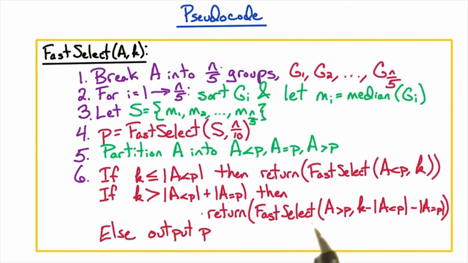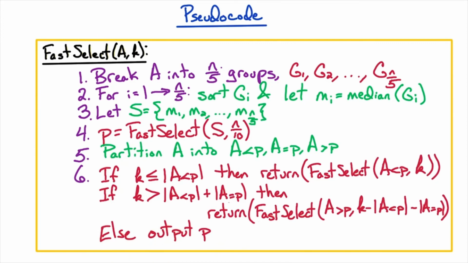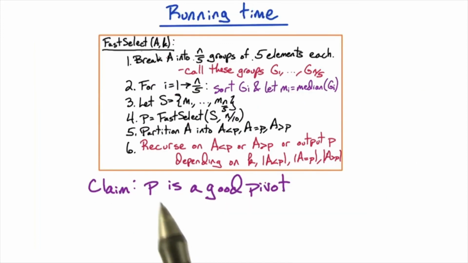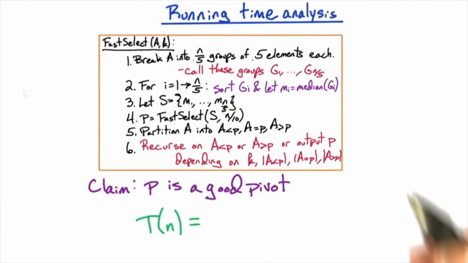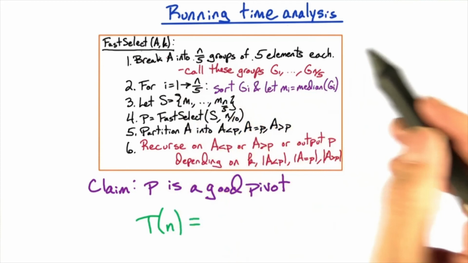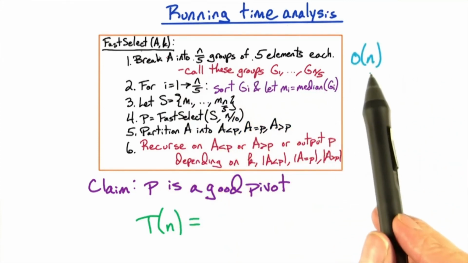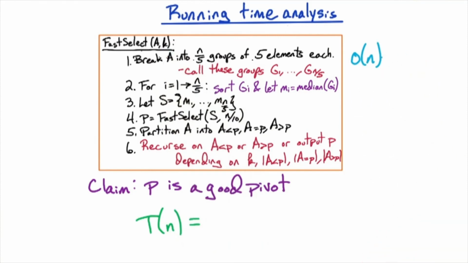Now we can analyze its running time, assuming that this pivot P that we found is a good pivot, and then we'll go back and prove that this pivot P is guaranteed to be a good pivot. Let's assume this fact for now and look at the running time of this algorithm step by step. The first step, breaking A into these n/5 groups. How long does that take? Well, that just takes one swipe through the array A, so that takes order n time.